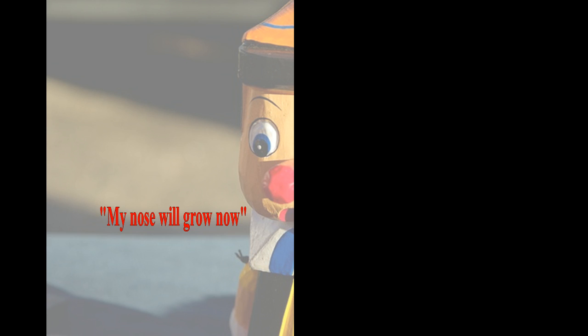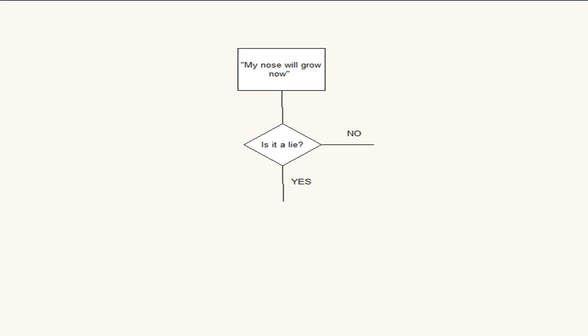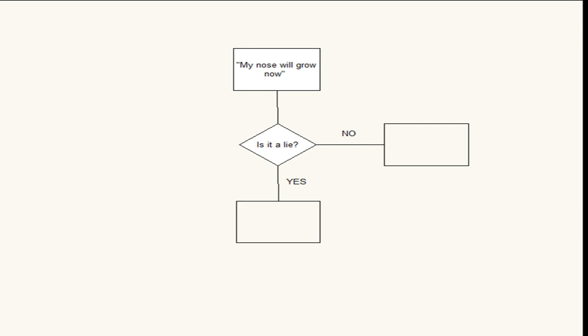So initially you start off with Pinocchio's claim, "My nose will grow now." After that, things get a little bit interesting, because you're left with a decision to make. And that decision is determining whether his claim is a lie or not. Then you have to see what happens with each individual choice in the decision. So let's go ahead and analyze each choice. So let's start with the most common choice and assume that yes, his claim is a lie.